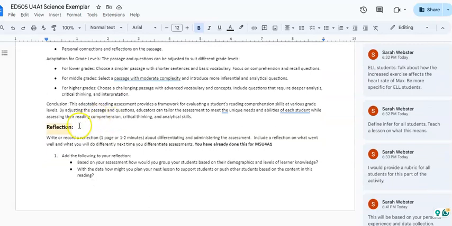There is also a second piece to this, which is writing a reflection. The exemplar for the reflection has not been done for you because it's based on your own students. You have already created a reflection for Module 5, Unit 4, Activity 1, and you're going to add these 2 bullet points to it. Based on your assessment, how would you group your students based on their demographic and learning levels? And with the data, how might you plan your next lesson?